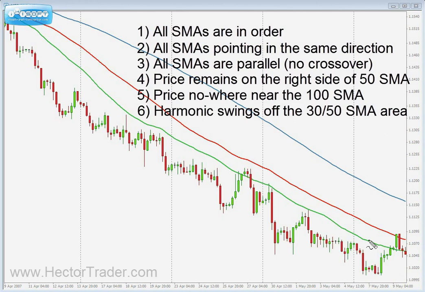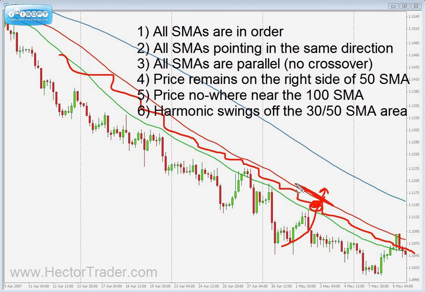Once price in fact breaks above the dynamic area of resistance, once the dynamic area of resistance does not work as resistance or stops working as resistance, price breaches above the 50 simple moving average and gets near the 100. That's an early signal of weakness.